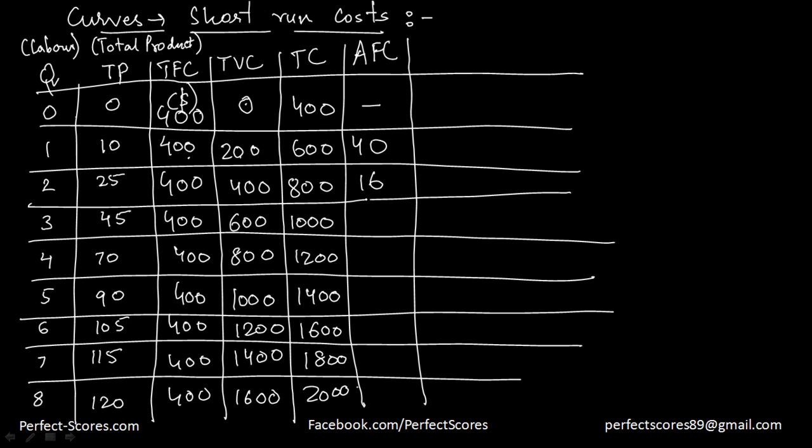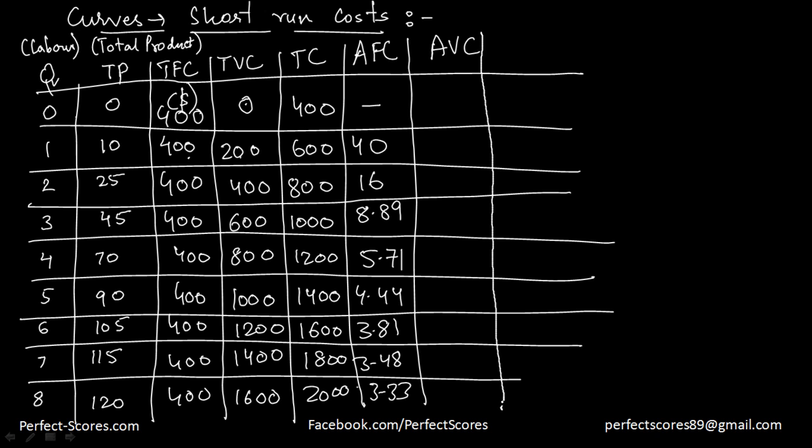400 divided by 45. You can actually use your calculators in case you want. So I'm just going to fill in the numbers, which are going to be like this. That is what it's going to be, because 400 divided by 120 is going to be 3.33. Then let's calculate the average variable cost.